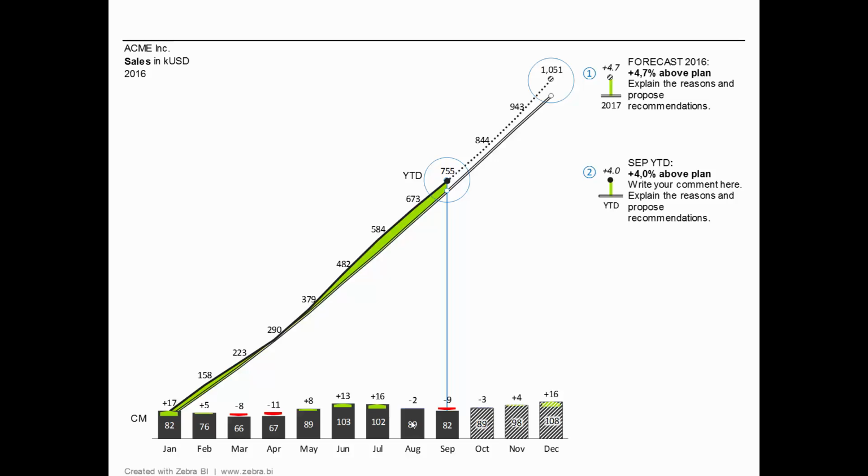The current forecast is that we will finish our year 4.7% above the plan. And the last one here is the explanation for the current month. Yeah, September, unfortunately, was not that good, so we are 10% below the plan. So these are now actually the key comparisons that you need to present each month.